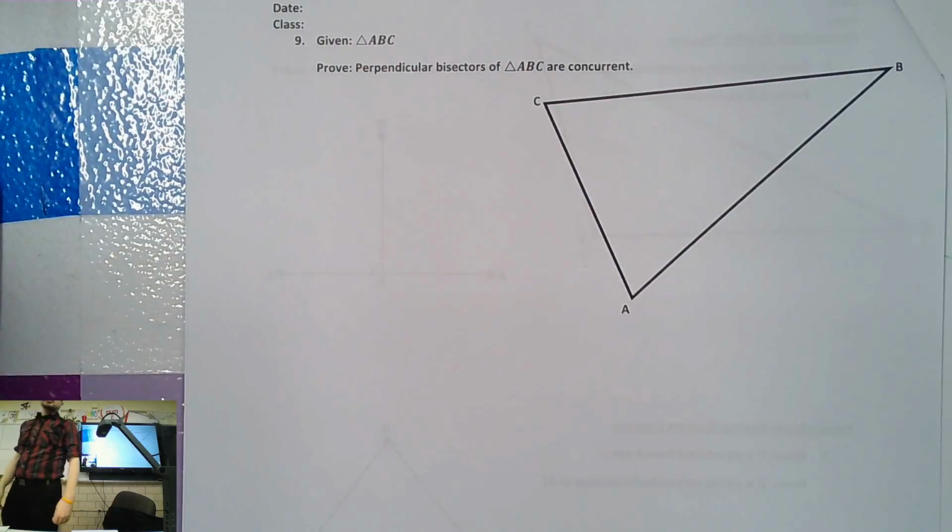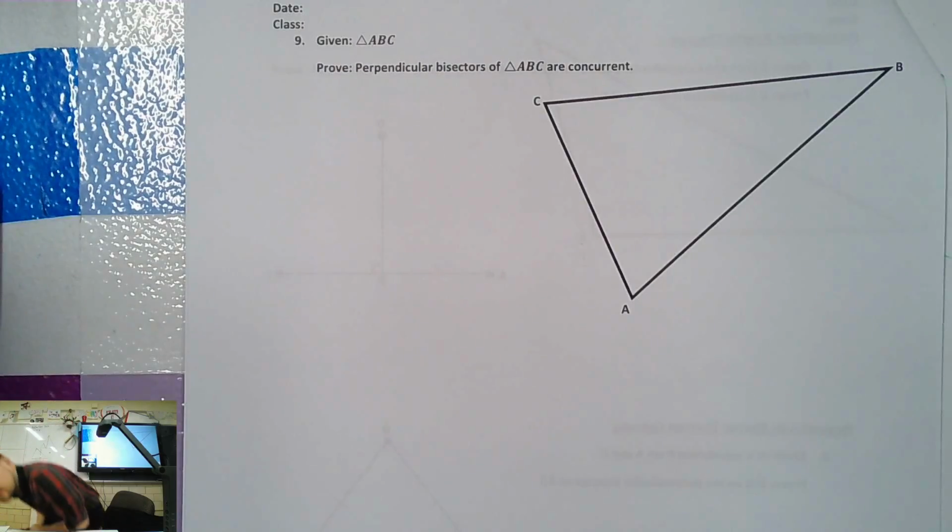Are perpendicular bisectors Sevians? No. So we're not going to use Ceva's theorem's converse for this. This is the weird one. We're going to draw 2 perpendicular bisectors and then prove the last one has to go through K.